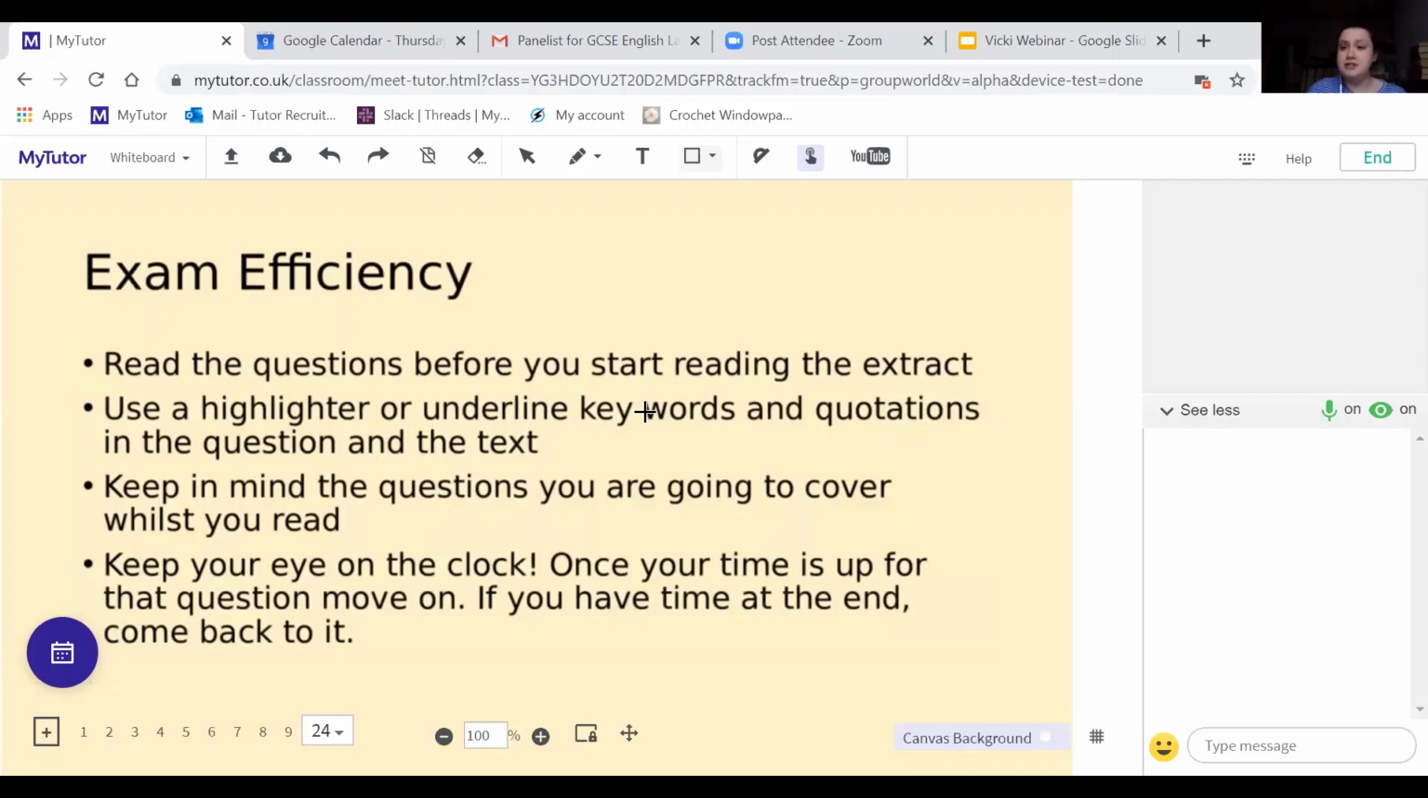Right, in terms of exam efficiency then, read the questions, read all of those questions 1, 2, 3 and 4 before you start reading. Then you will be actively reading, you will be actively looking for things, and you can save time in your annotations when you come to doing each question because you will already have done some of them as you go. Use a highlighter or underline keywords and quotations in the question and the text.